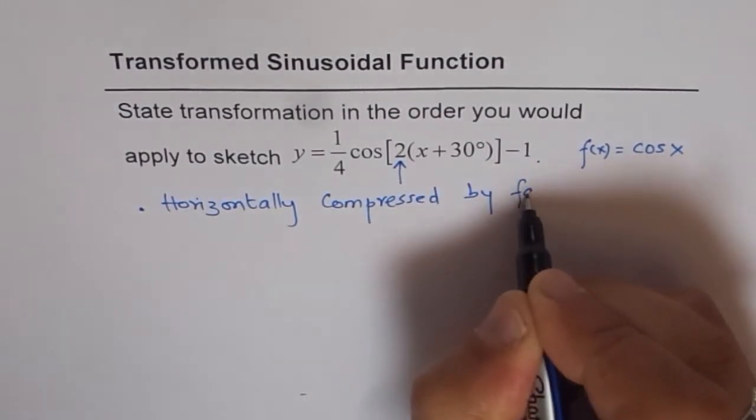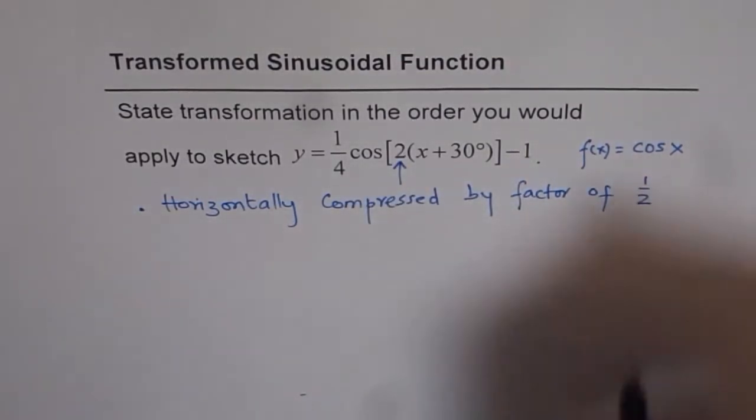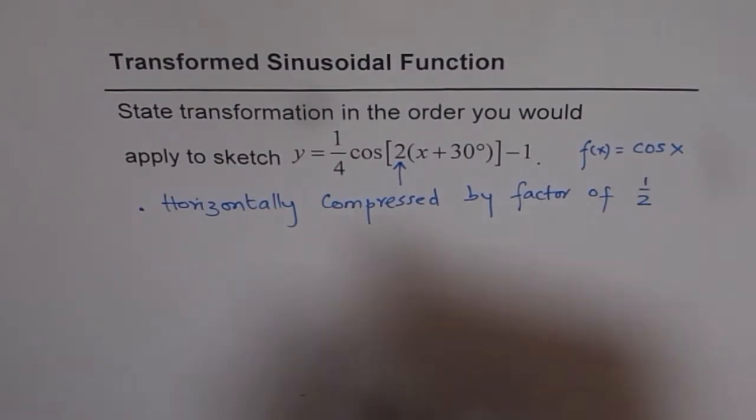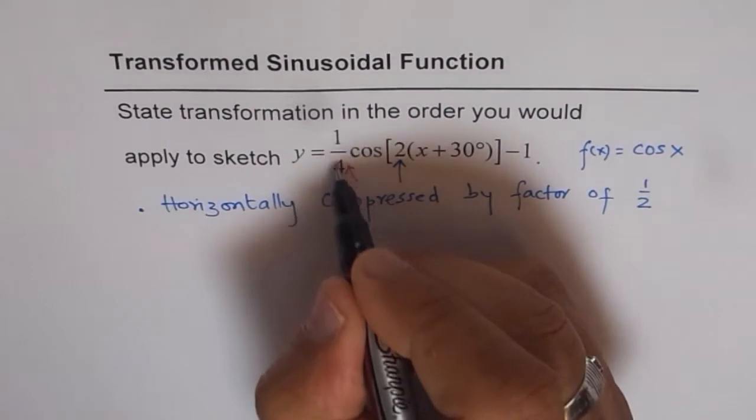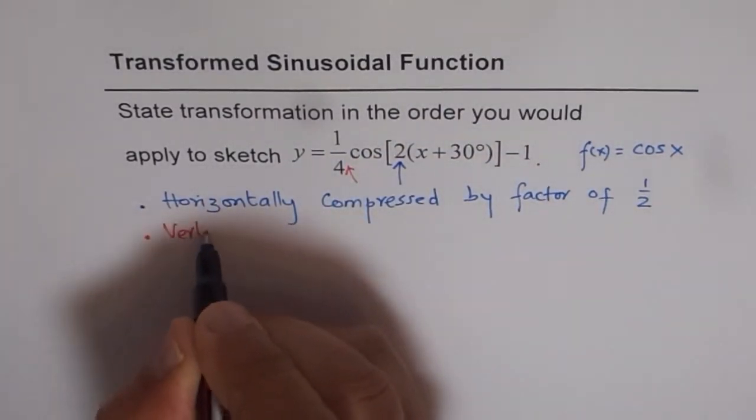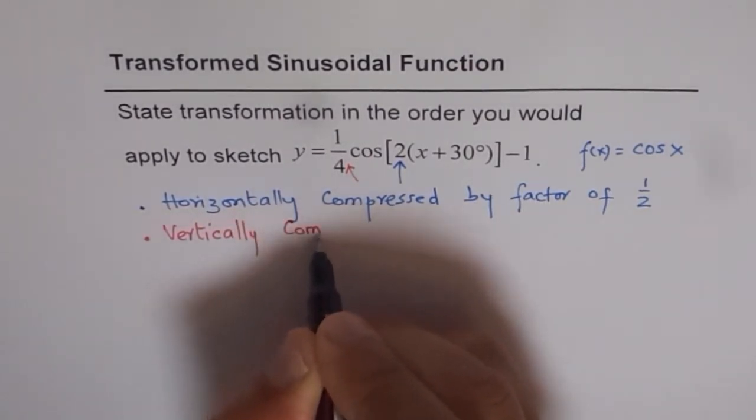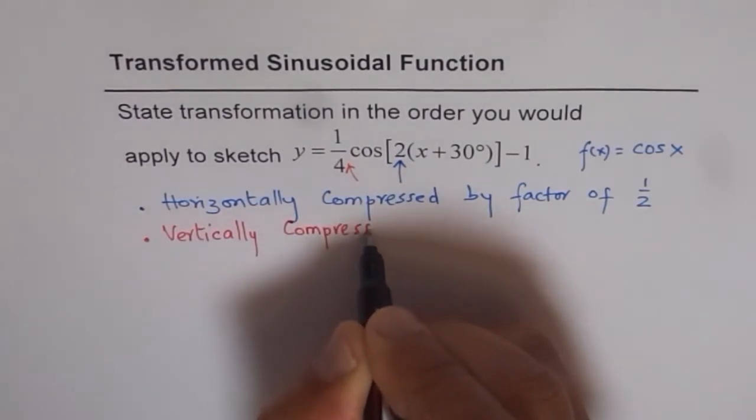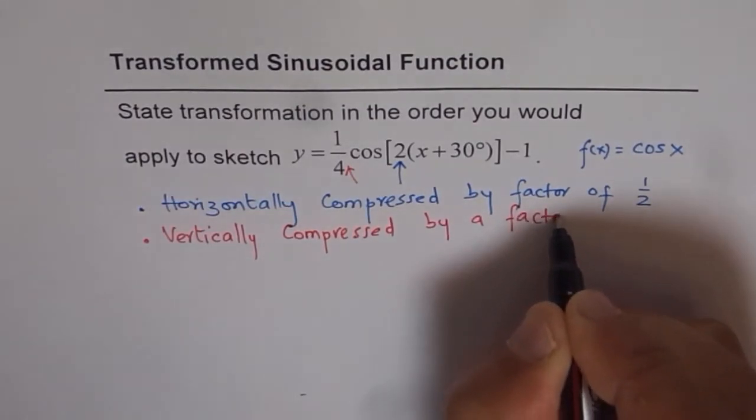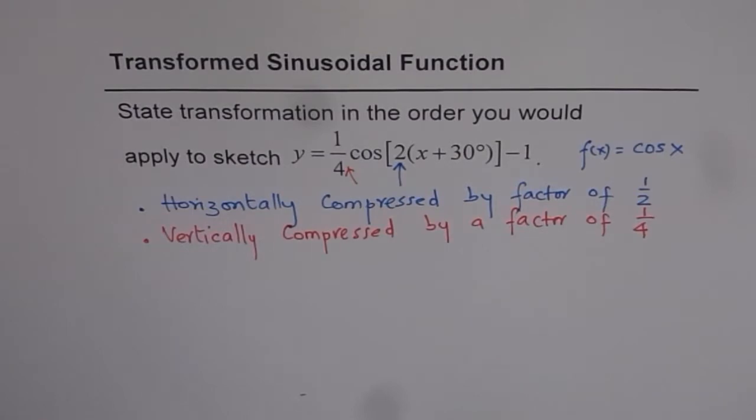by a factor of 1 over 2, half, right? That is the first thing which we should be mentioning. Then the other multiplication here is vertical, right? So this is 1 over 4. 1 over 4 is vertical compression. So it is vertically compressed by a factor of 1 over 4.